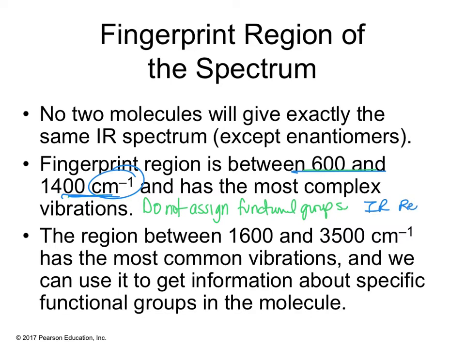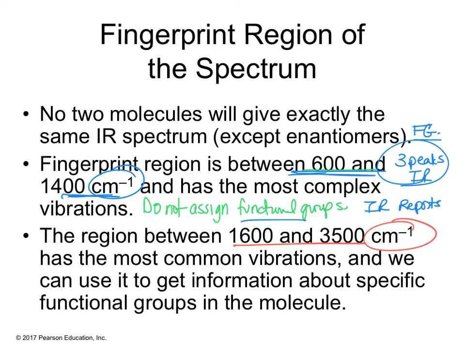And when they're reporting their IRs on their lab reports, I do not have them pick peaks in this area. I usually always make students pick about 3 peaks, sometimes 2, but 3 IR peaks to identify certain functional groups (FG) in a molecule. So let's pay attention to the 1600 to 3500 reciprocal centimeters.